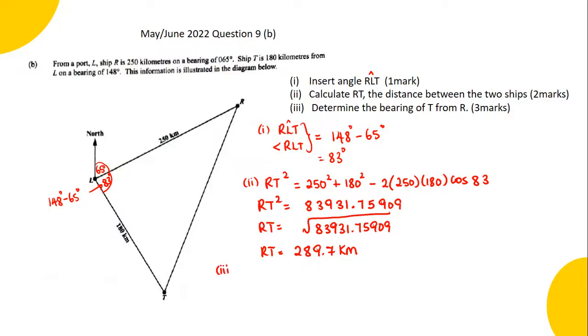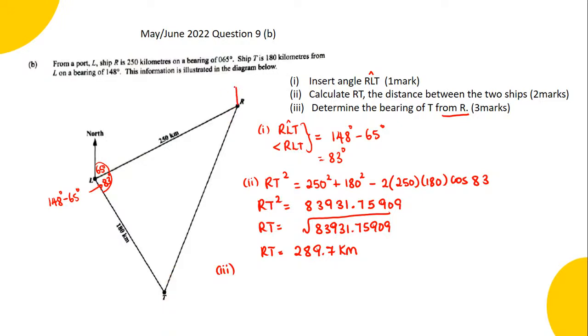So now we're on part 3 of the question. It said, determine the bearing of T from R. So remember, from is where it starts. So the bearing of T from R, look, R is here. So we are starting at R. Of course, it's the bearing.